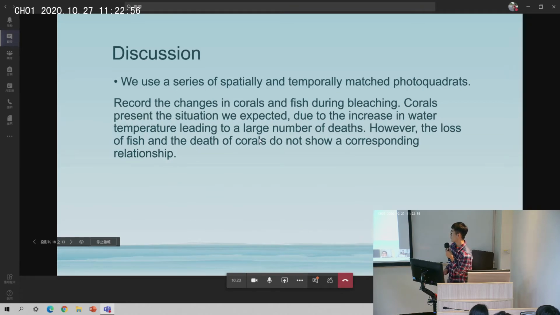Discussion. We use a series of spatially and temporally matched photoquadrats to record changes in coral and fish during bleaching. Coral presents the situation we expect: the increased water temperature leads to a large number of deaths. However, the loss of fish and the death of coral don't show a corresponding relationship.